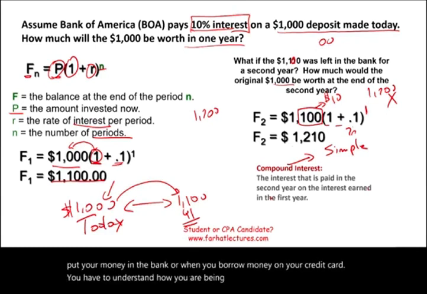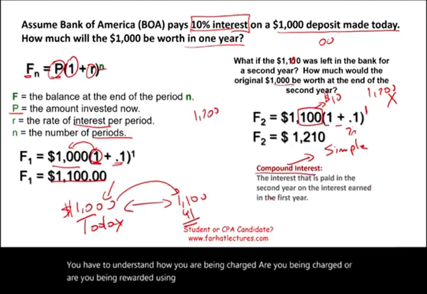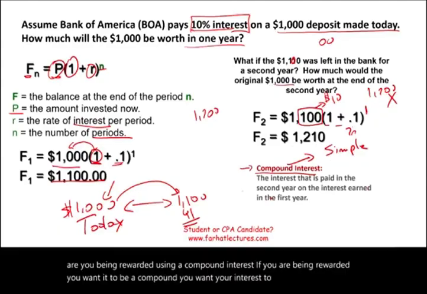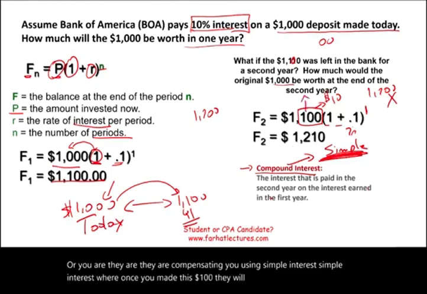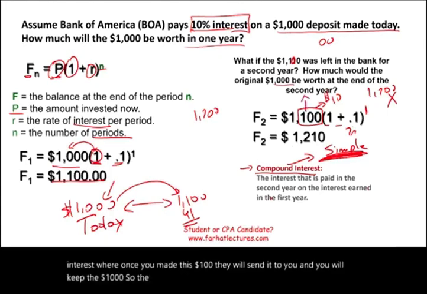Are you being charged or are you being rewarded using compound interest? If you are being rewarded, you want it to be compound. You want your interest to earn interest. Or they are compensating you using simple interest, where once you made this $100, they will send it to you and you'll keep the $1,000. So only the original amount is making profit.